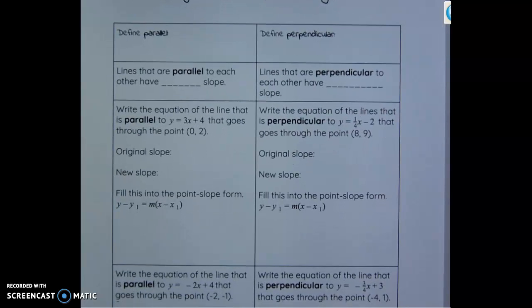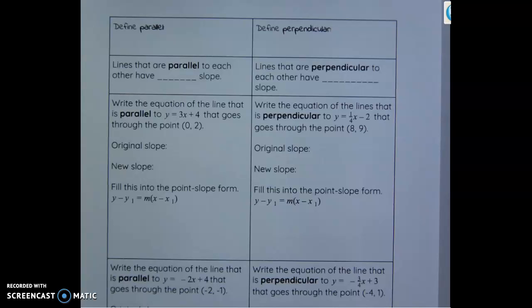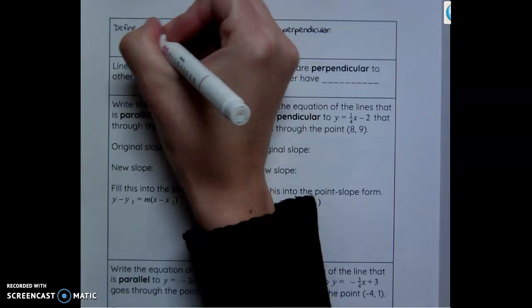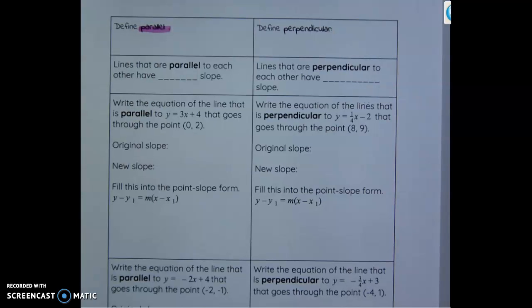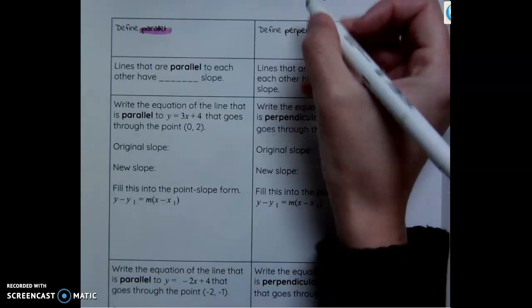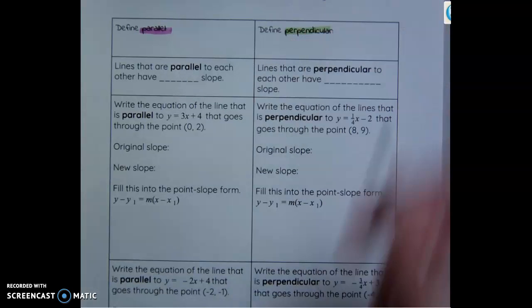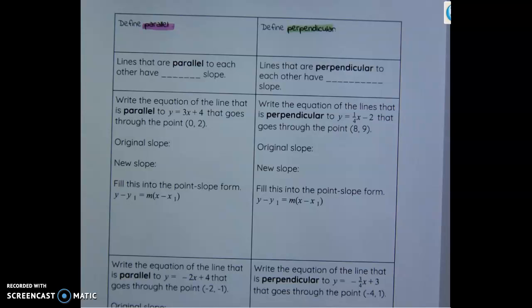Alright, so define parallel. Now, I'm going to use 2 different colors for my entire paper, okay? I'm going to make all of my parallels purple, and then the other one's going to be perpendicular. I'm going to make all of those green, okay? So I highly recommend you also using 2 colors.